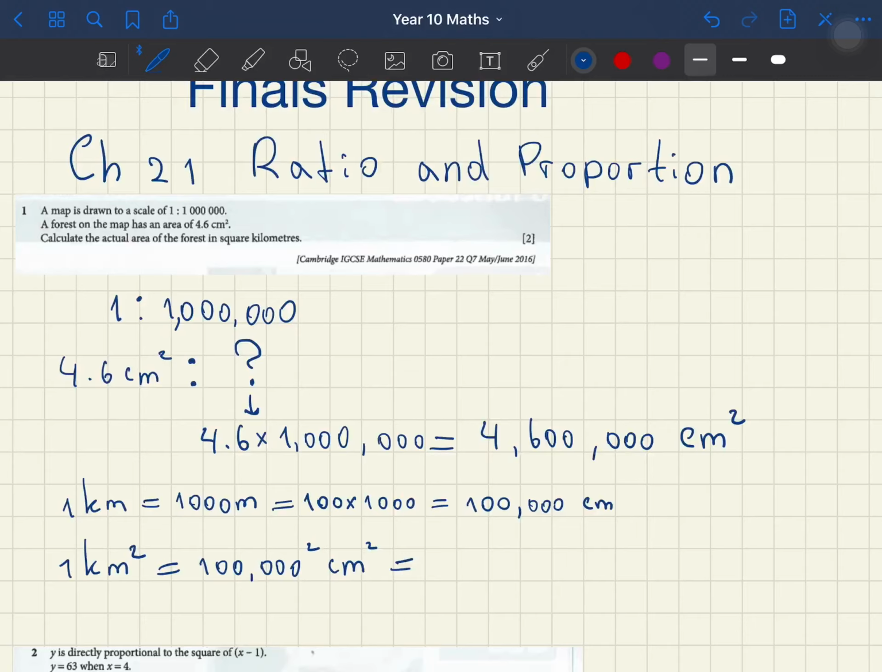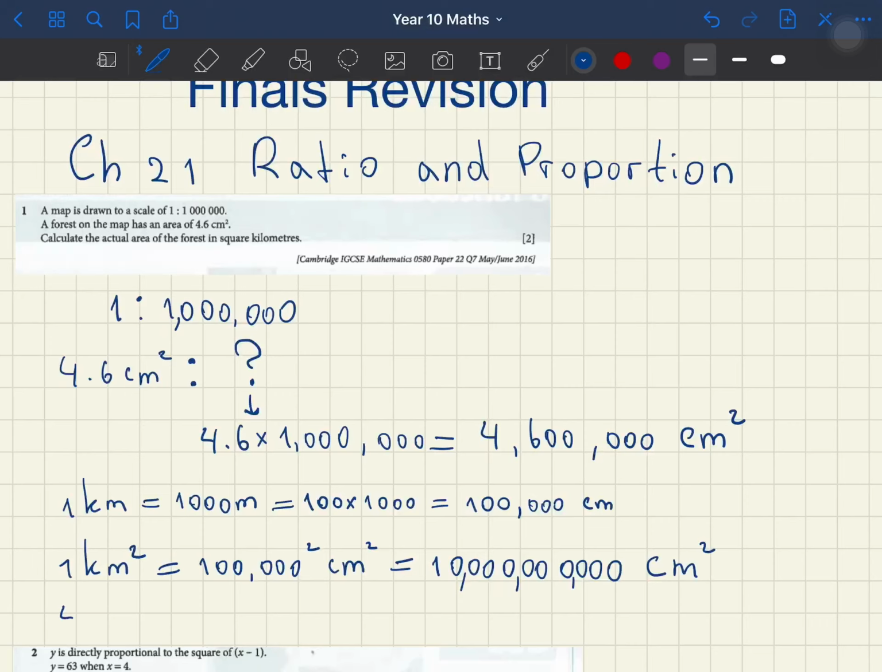What is 100,000 squared? It's going to be 1 with 10 zeros: 1, 2, 3, 4, 5, 6, 7, 8, 9, 10. What number is it? Oh my god, it's 10 billion. 10 billion centimeters squared. So 1 kilometer squared equals 10 billion centimeters squared, right?